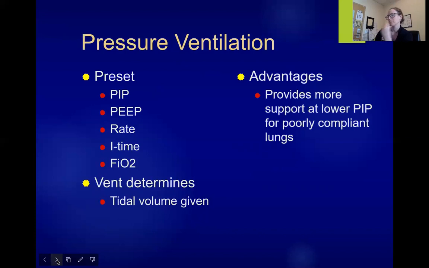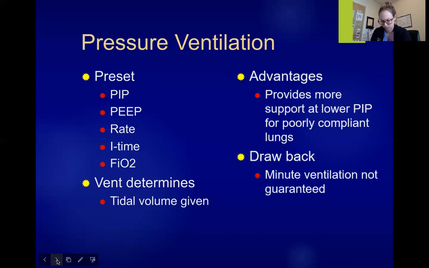So some advantages of pressure ventilation: it provides more support at a lower peak inspiratory pressure for poorly compliant lungs. However, the big drawback is that your minute ventilation is not guaranteed.